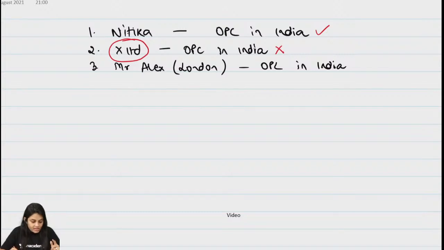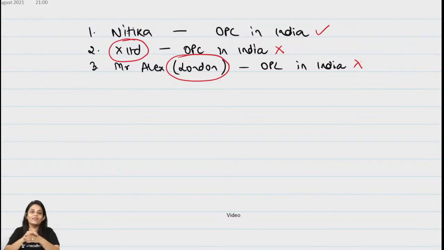Mr. Alex, who is from London, can he form an OPC in India? No. Why? Because he is not an Indian citizen. So, only a natural person who is an Indian citizen can form a what? OPC in India. Now, someone wrote here, he can start with an Indian businessman. So, let me tell you, this is an OPC. If I start with an Indian businessman, it means we are two members. And if we are two members, it cannot be an OPC. Correct or not?